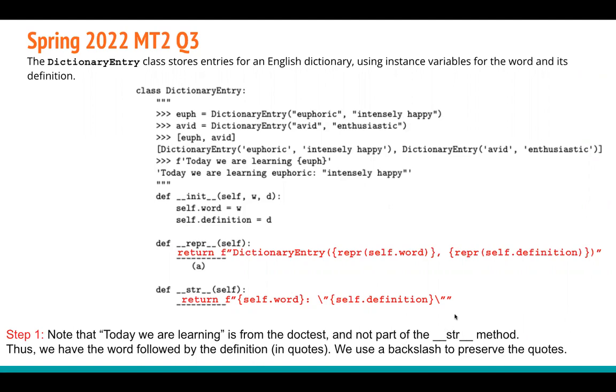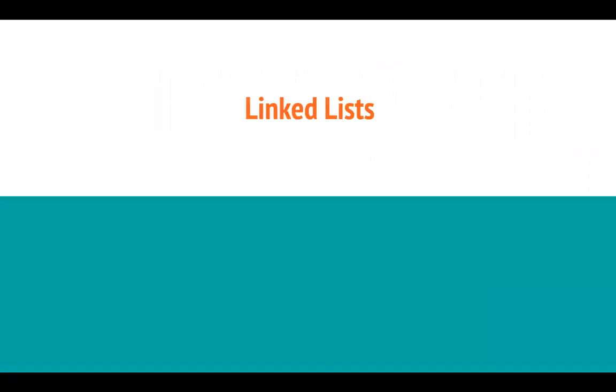So I recommend maybe putting down an example or two on your cheat sheet of how F strings work and also translating that into how just writing it out with strings would work and concatenating them. Any other questions? Next, we'll move on to linked lists.